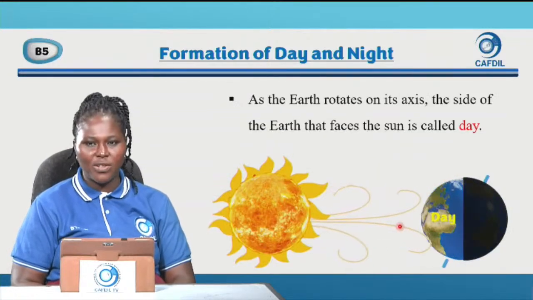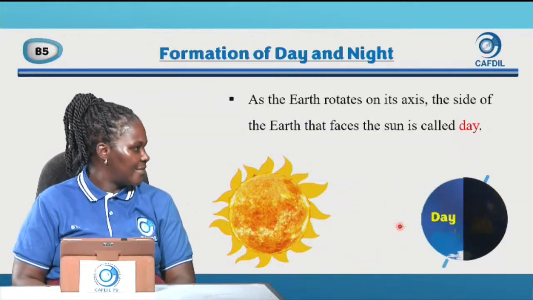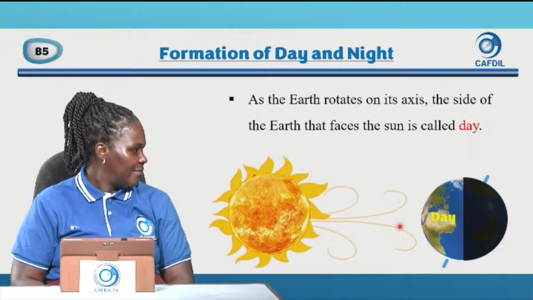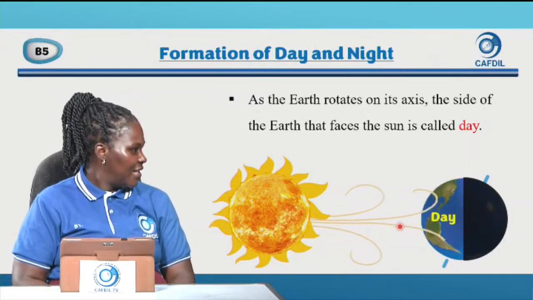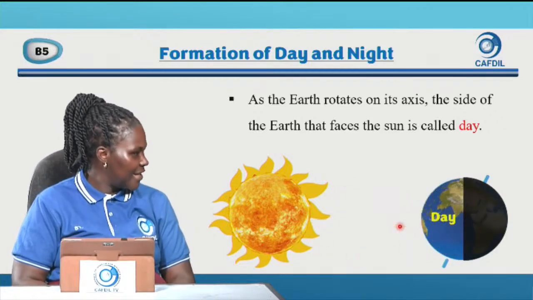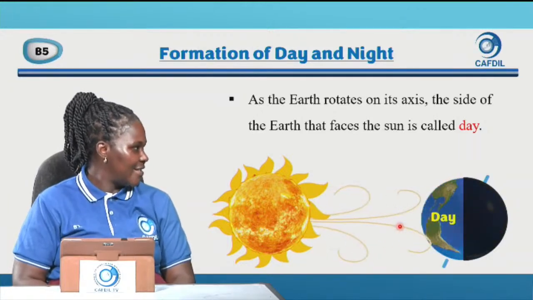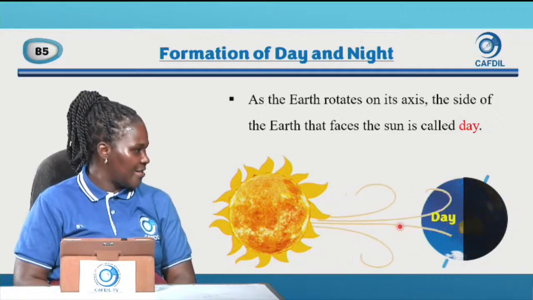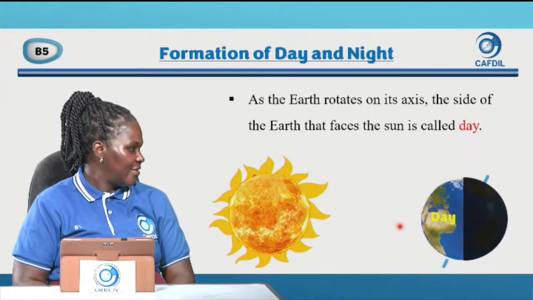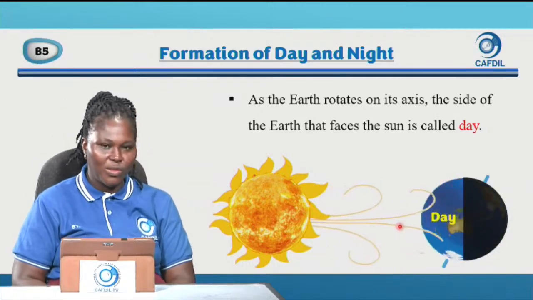As the earth rotates on its axis, the side of the earth that faces the sun is called day. We have the video on our screen. The sun's rays are showing on parts of the earth, and that part is the day, and the dark part is the night. The side that faces the sun is called day, and the dark part is called the night.